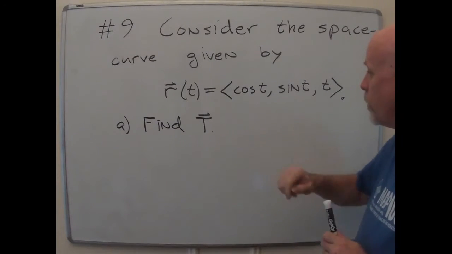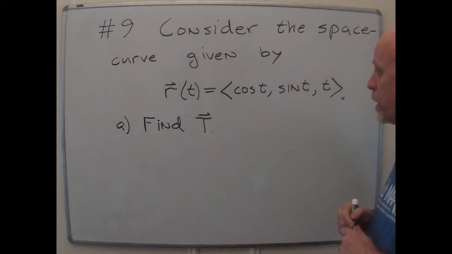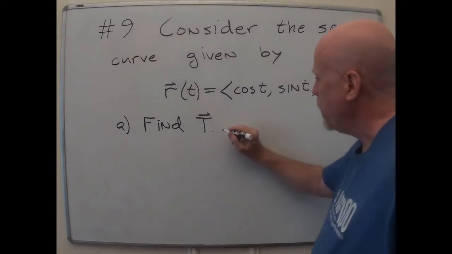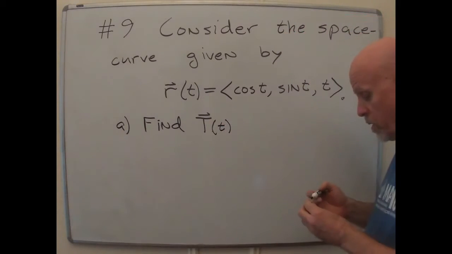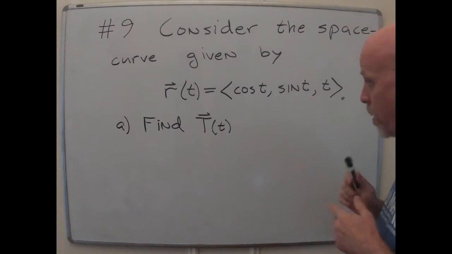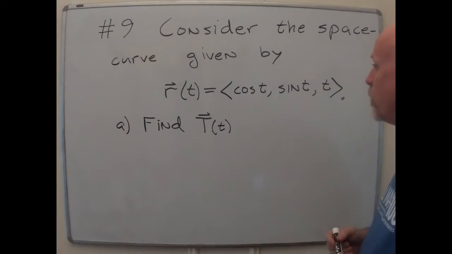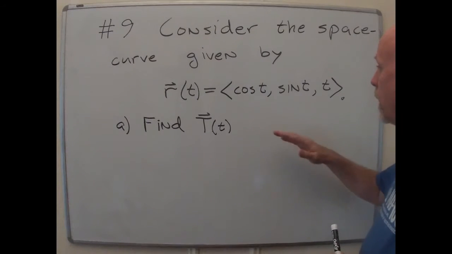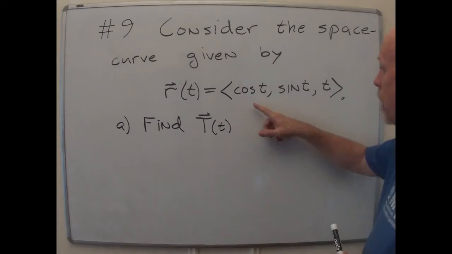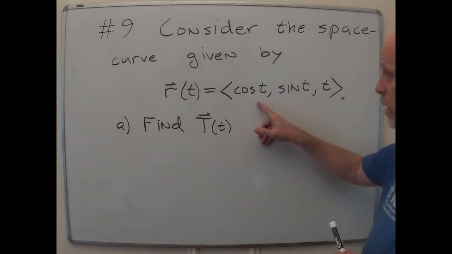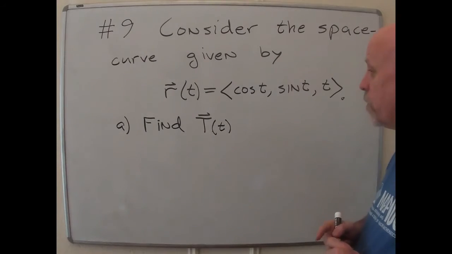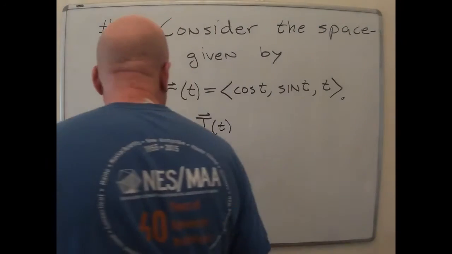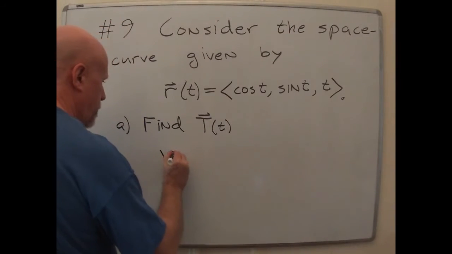And part A of this problem is just to find the unit tangent vector T of t. Find the vector that's a function of time that represents the unit tangent vector as time evolves. That one's pretty straightforward because you just take the derivative of this to get the velocity vector, and you want a unit vector that points in the same direction as the velocity vector. So let's just do that.